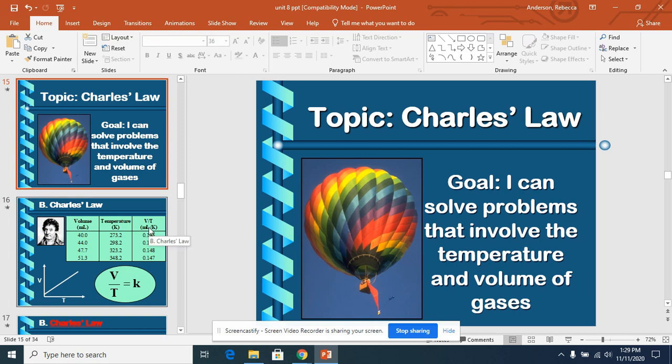Hello everyone, so today we are talking about Charles' law, and our goal is I can solve problems that involve the temperature and volume of gases.